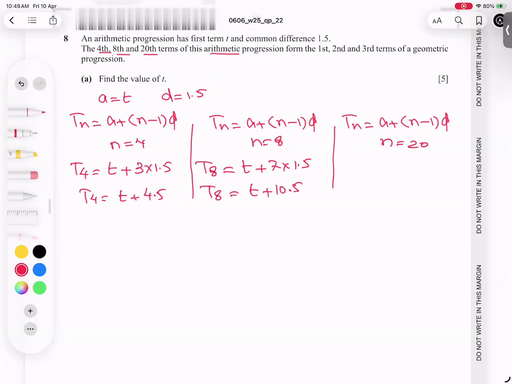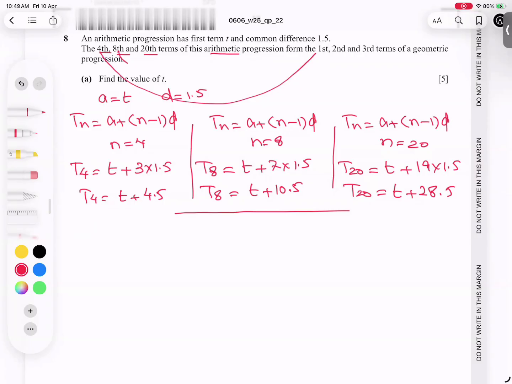Okay. And lastly, T20, first term is t, and here 19 times 1.5. So 19 times 1.5 is giving us 28.5. So T20 is equal to t plus 28.5. Is the question done? Not at all. Nobody said that. So the fourth term is the first term of the GP, the eighth term is the second term of the GP, and the 20th term is the third term of the GP.